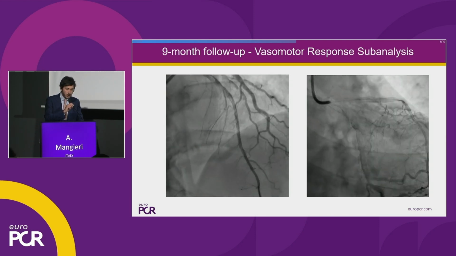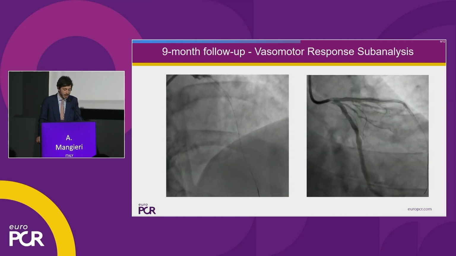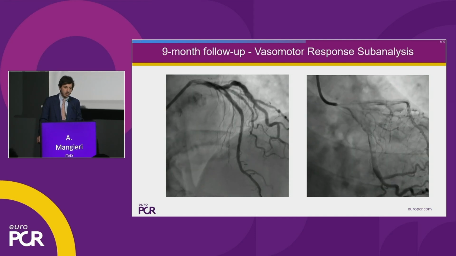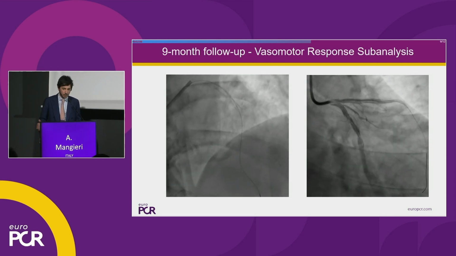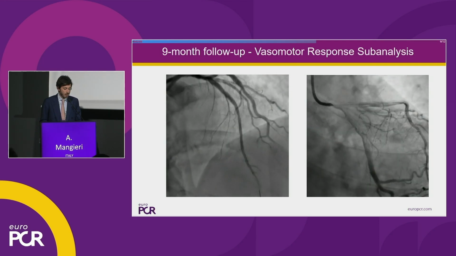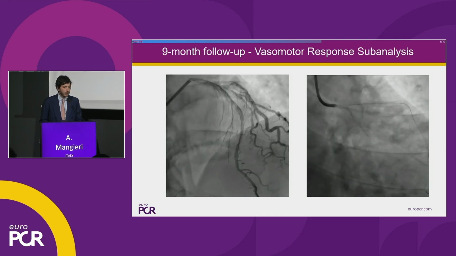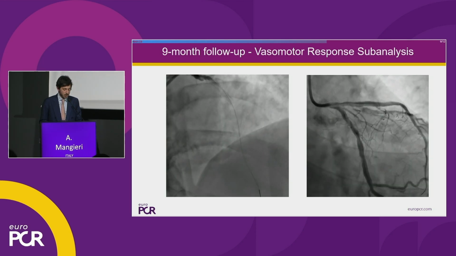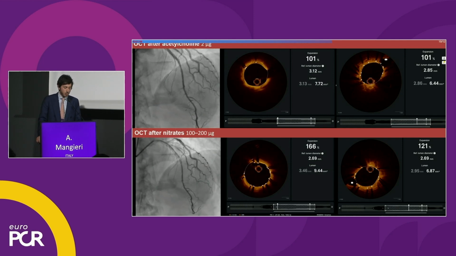So the patient came for the study at 9 months follow-up, and this patient was considered for the sub-analysis that we were able to make. Essentially, we decided to perform 2 runs of OCT, one after acetylcholine and one after nitrates, just to observe whether we were able to find some difference in terms of vasomotion inside of the stent. You see that the angio looks almost perfect, with also good results in terms of late lumen enlargement on the diagonal. You can appreciate here the 2 runs of OCT and also the 2 angio.